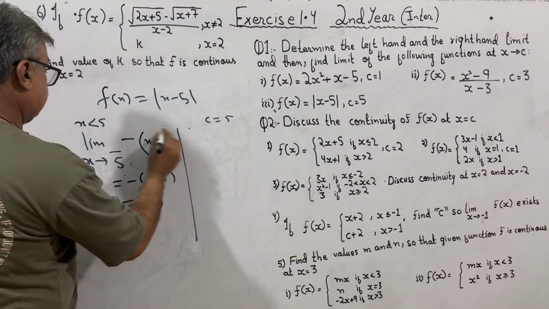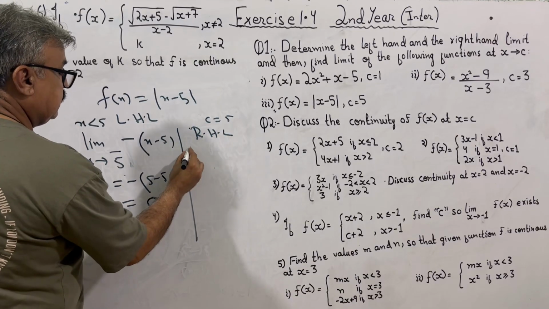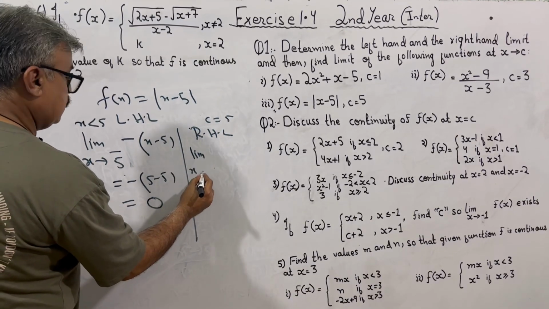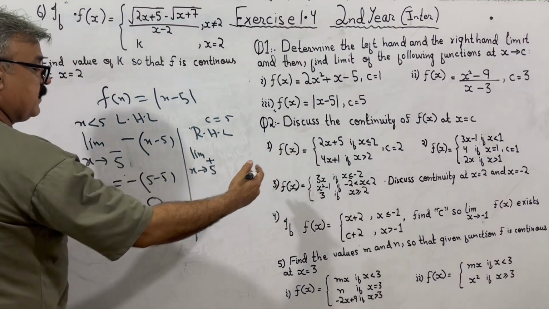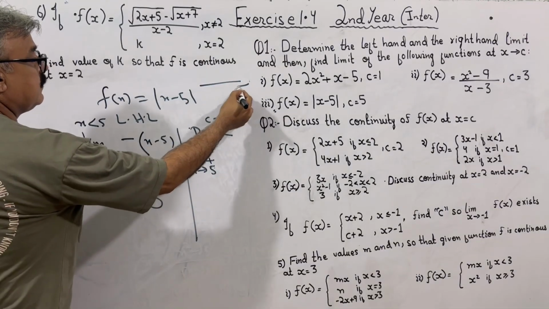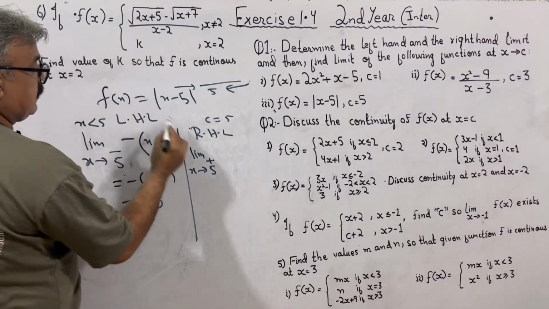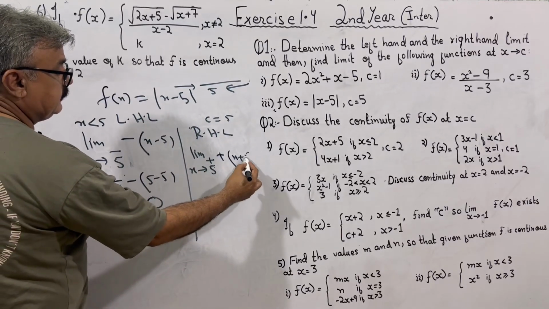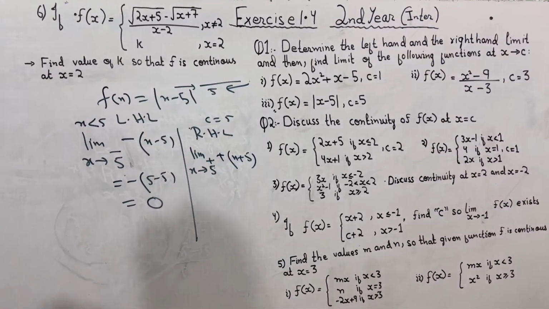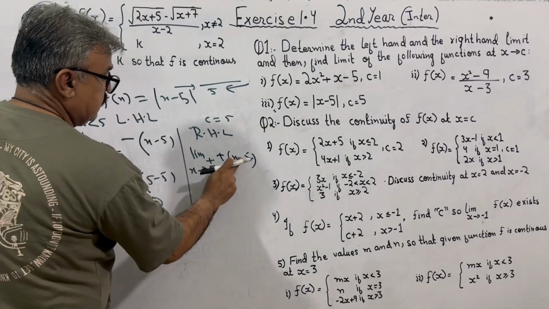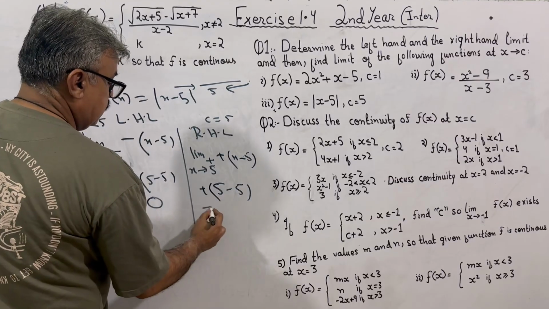What about right hand limit? This is left hand limit. What about right hand limit? It means limit x tends to 5, introducing positive sign, means we are approaching 5 from the right hand side. In case of left hand limit, from the left hand side. So we have to take the modulus positive by definition. Less than means negative, greater than means positive. Put limit here, x minus 5. Put 5, 5 minus 5, it's also equal to 0.